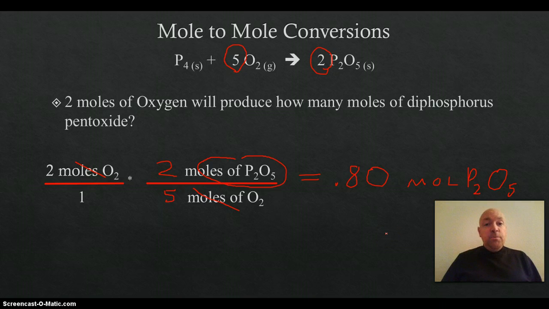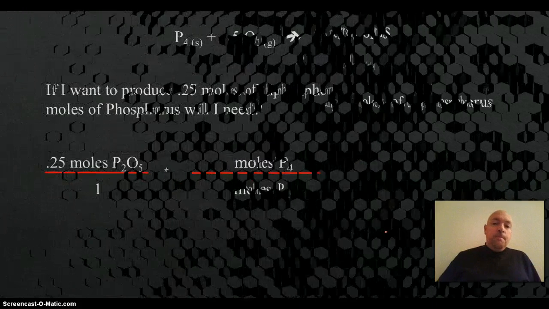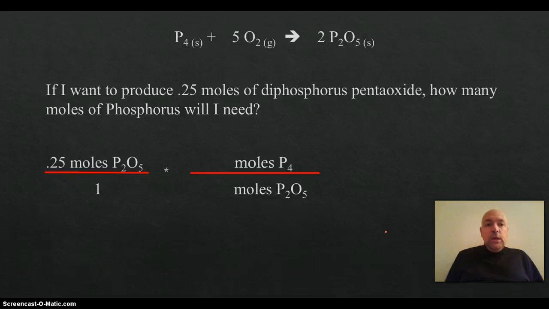It's actually very, very simple to go from moles of one thing to moles of another. Let's go ahead and take a look at another example. And again, if you're following along in your notes, you can be doing these right in your notes. If you look at this next one, we'll use the same chemical equation here. The question this time is, if I want to produce 0.25 moles of diphosphorus pentoxide, how many moles of phosphorus will I need?